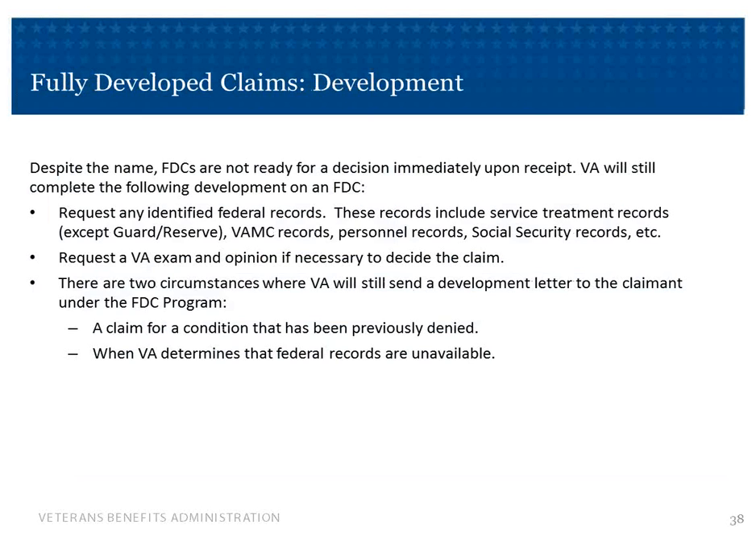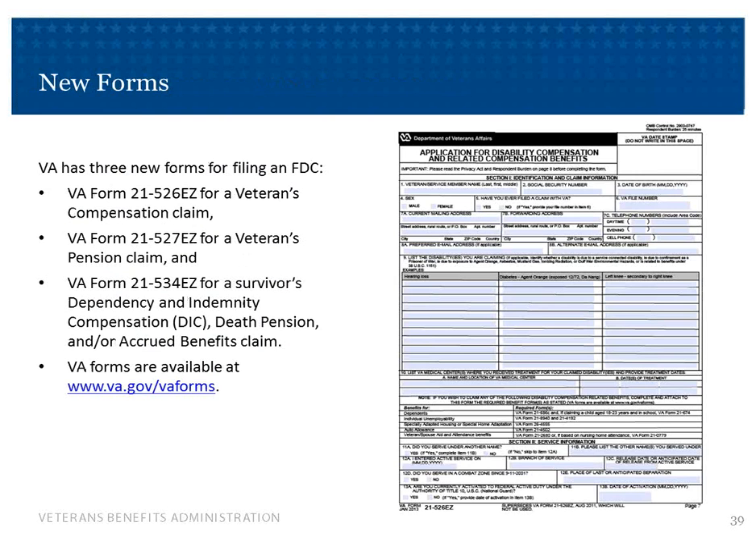Development of an FDC claim. VA will request the federal records the claimant identifies as relevant. In some cases, VA will send the claimant a development letter for more information.